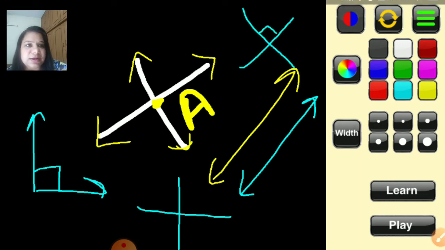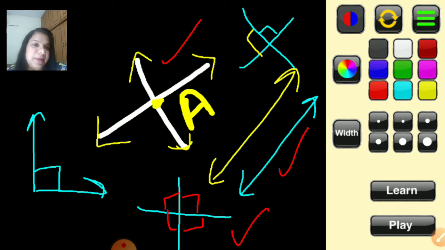These are 90-degree angles here, right? So these are perpendicular lines because the angle between these two lines is a 90-degree angle. So this was the intersecting lines we have discussed. Secondly, we discussed parallel lines and then perpendicular lines. Next, we discussed the types of angles.